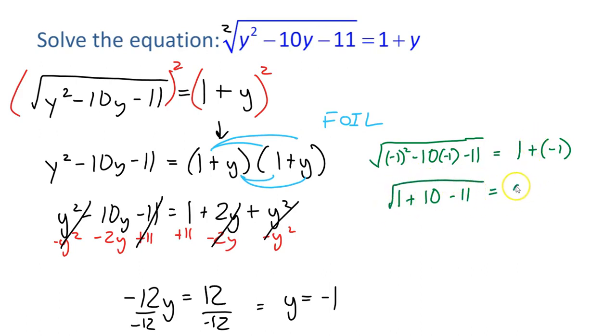This right here ends up being 0. Under the radical, 1 plus 10 is 11, and 11 minus 11 is 0. The square root of 0 is 0, and 0 equals 0. So yes, our solution works out, everything works out, and all is happy in the world. We'll keep doing more examples in class.